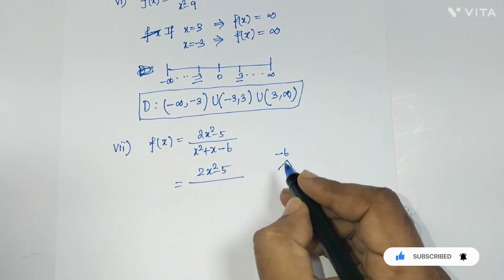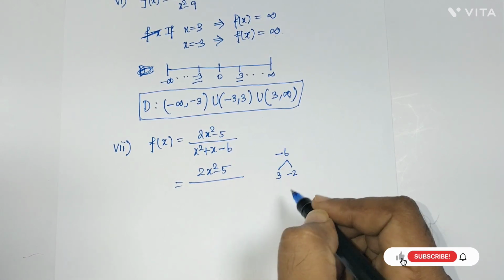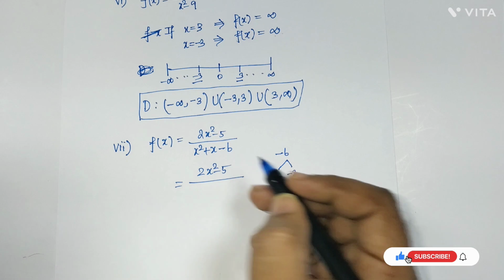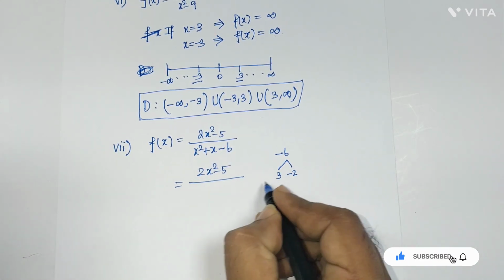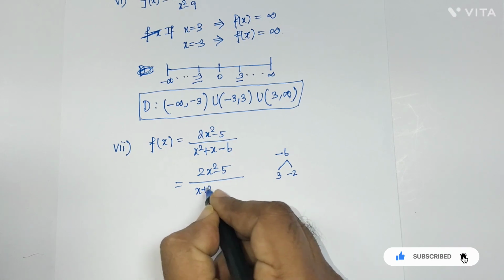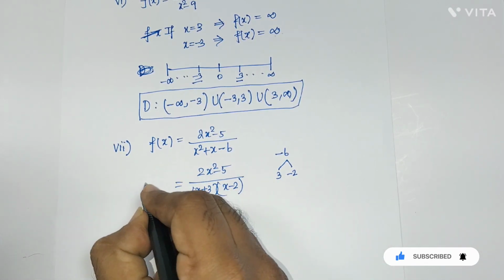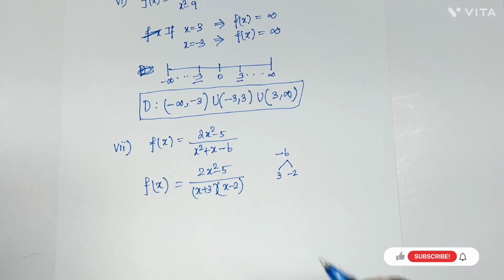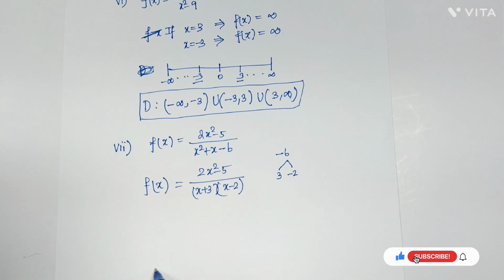This is a quadratic equation. For example, you can take minus 6 as the constant term, so 3 minus 2, multiply, you will get minus 6. Add 3 and minus 2, you will get plus 1. The coefficient of x should be 1, right? So I'll write here x plus 3 and x minus 2. This is your function. Now we can check the real numbers.